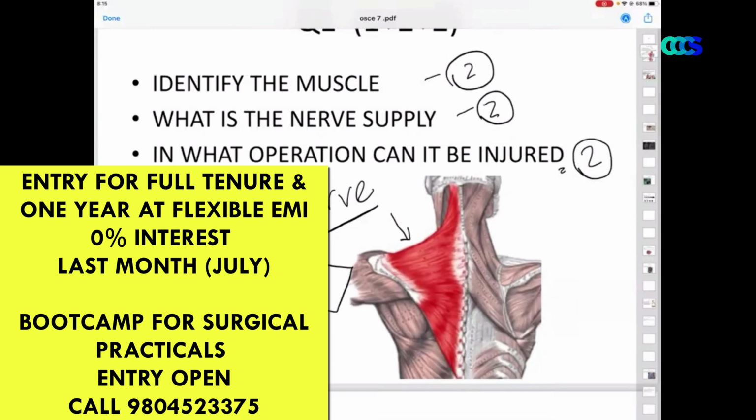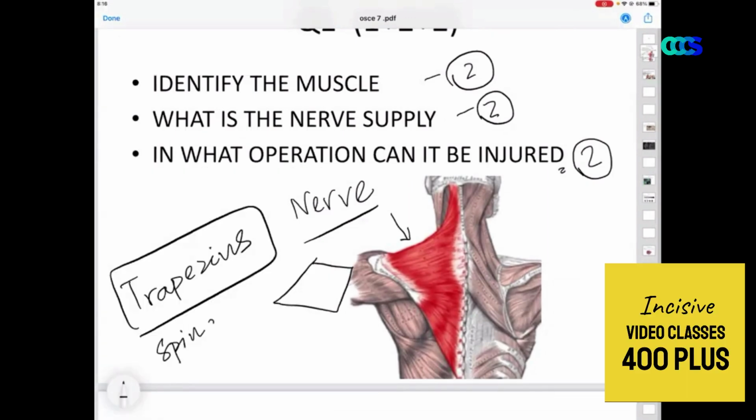A simple question to start the day. What is the nerve supply of the trapezius? Spinal accessory. Very good. The next question: it is the spinal accessory nerve.